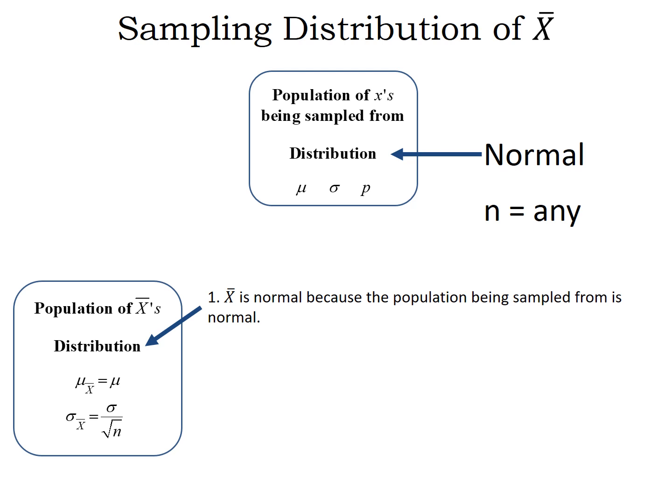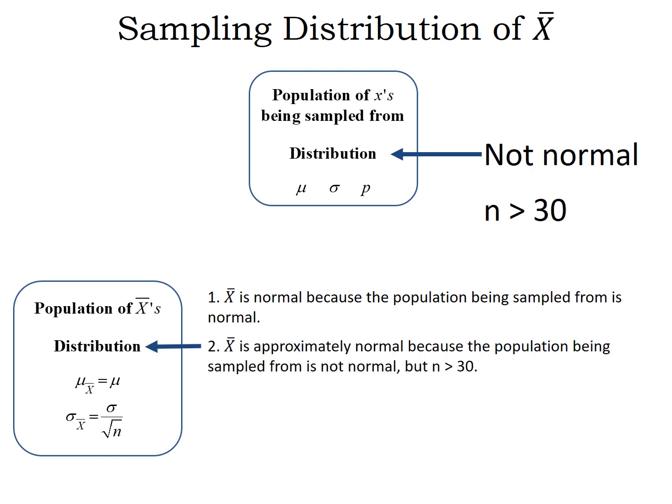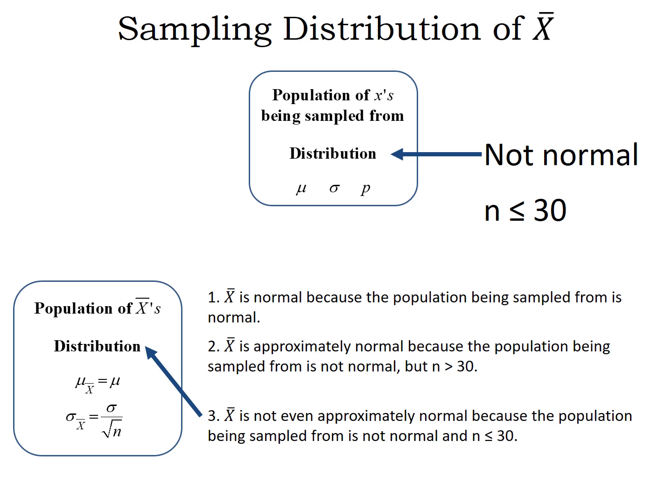Recall that if the population is normally distributed, then for any sample size, x bar will be normally distributed. However, if the population we are sampling from is not normal, then we need the central limit theorem, which says for large enough sample sizes, the sample mean will behave approximately normally. Typically 30 is large enough. So that means if your population is not normal and your sample size is not more than 30, not only is x bar not normal, the central limit theorem doesn't apply, and the distribution will not even be approximately normal.